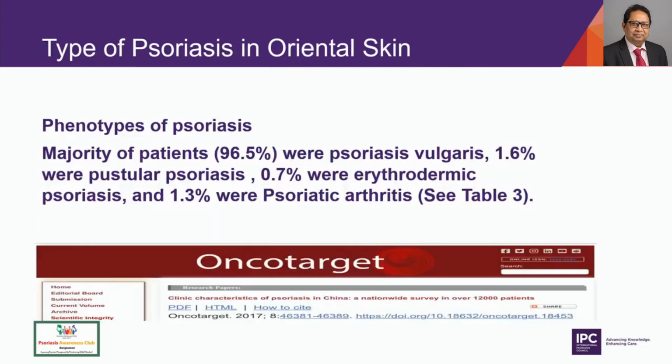What about oriental skin? In a study in China, they showed that the majority of patients had psoriasis vulgaris, 1.56% had pustular psoriasis, and 0.7% had erythrodermic psoriasis.